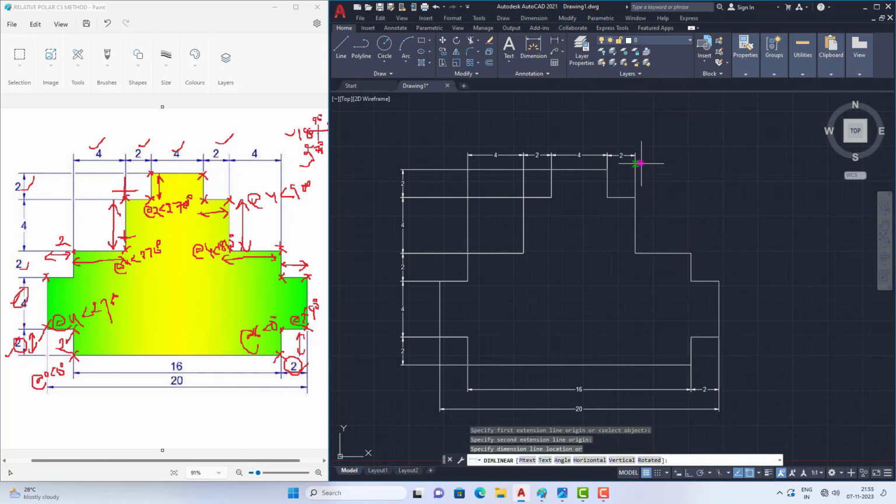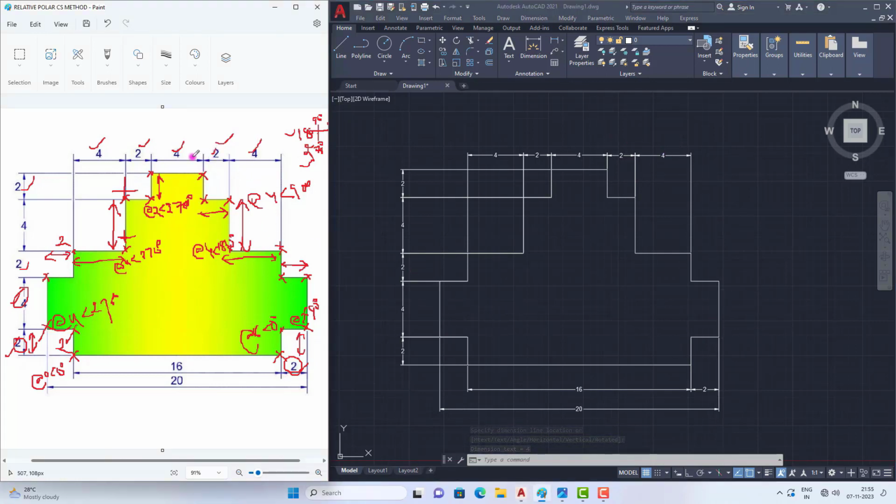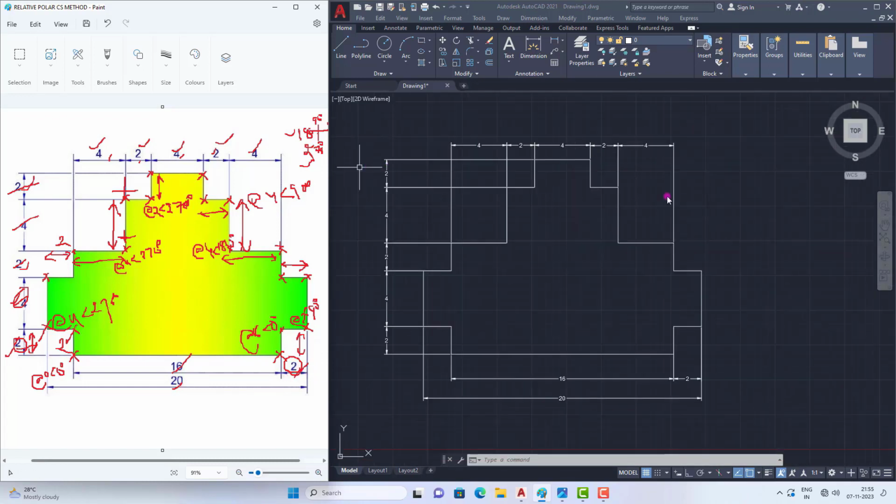So you need to complete this drawing like this. See, this is 4, this is 4, 2, 2, 4, 2, 4. So this is 2, 4, 2, 4, 2. Everything is perfect, and it is 16, it is 20, and it is 2. See, like this you can complete your drawing by using this relative polar coordinate system.